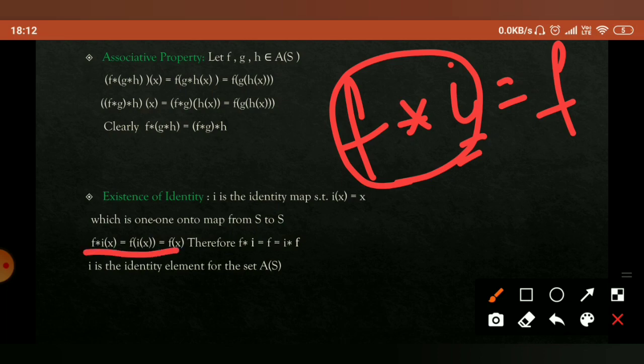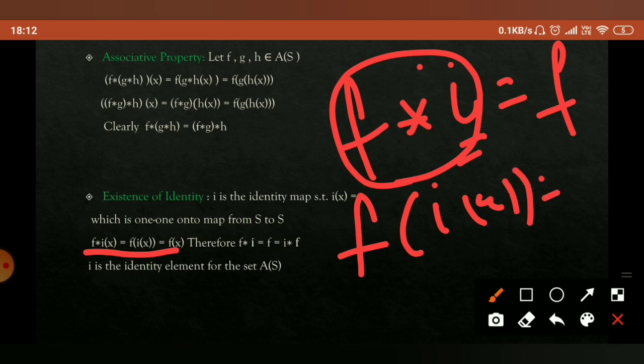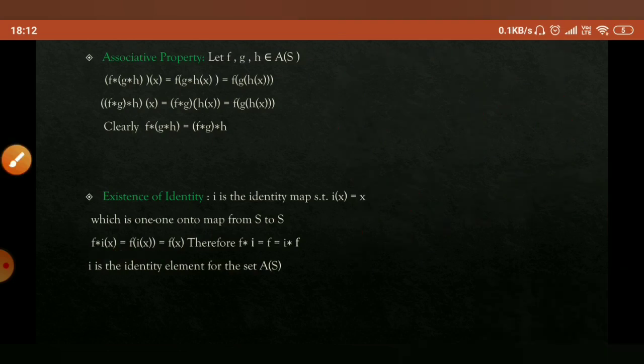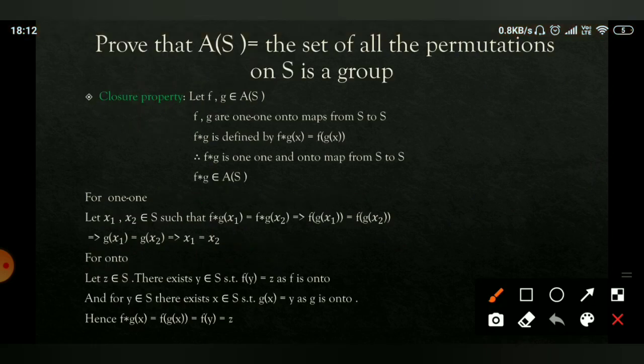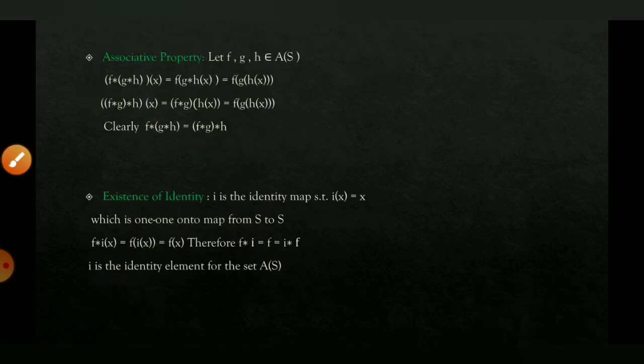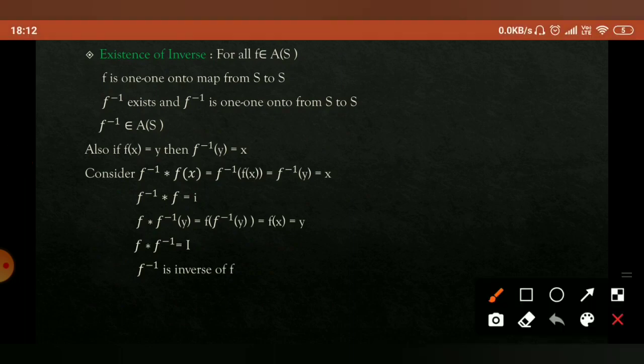So here F star I is applied on x. F star I, then we remove star and put the bracket. I of x is x, so F of x, and F star I is F. That proves the result that F star I is F. Similarly, you can prove I star F is F. So I acts as the identity element for this set. Now the last property, existence of inverse. For inverse, we have taken one permutation F, which is 1-1 onto, and if a function is 1-1 onto, then it is invertible.